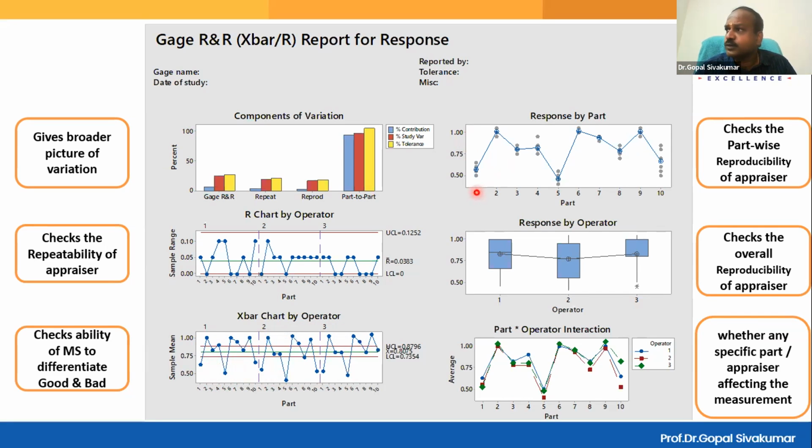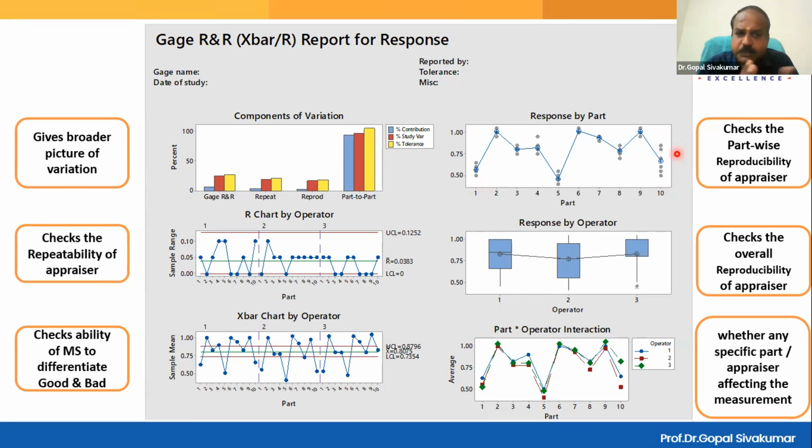Now here, you used 10 parts. Every part is measured 3 times by 3 appraisers. So from every part, 3 appraisers, each 3. Totally how many readings? 9 readings. Can you see the 9 readings? Now look at the 10th part. Look at the way your measurement system measured the 10th part. Can you see too much spread while measuring the 10th part?